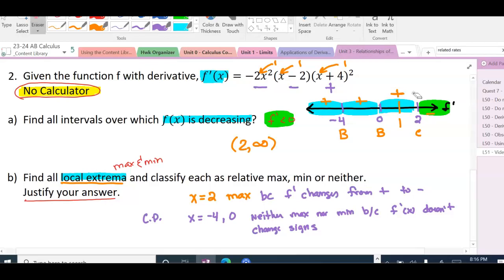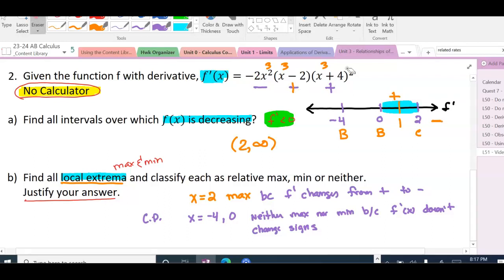But if I forget my bounce cross behavior, I can just test more values. I know 1 was positive. That's the only one I know. So that means I have to test a number greater than 2. So let's test 3. Now every one of these is going to get a 3 in here. Well, 3 plus 4 is 7. 7 squared is positive. 3 minus 2 is positive. 3 squared is positive, but multiply it by a negative and we get a negative. So a negative times 2 positives makes this negative, just like we thought.